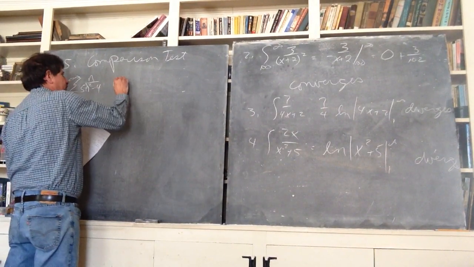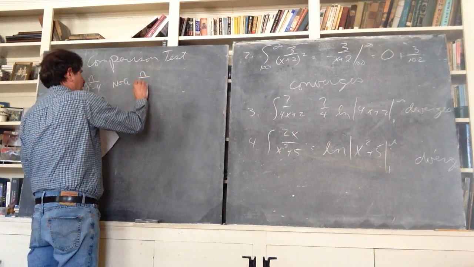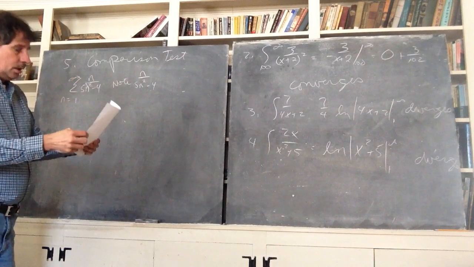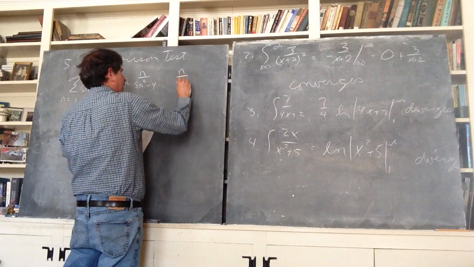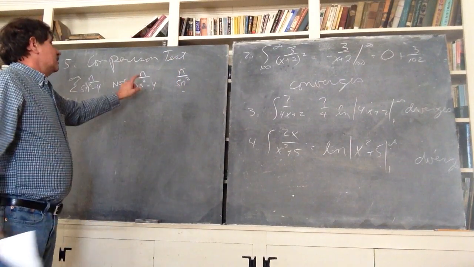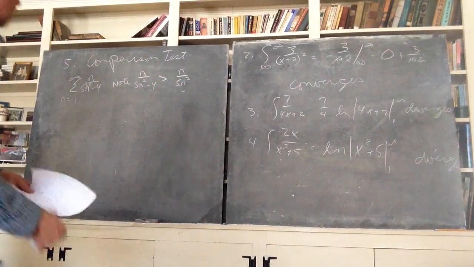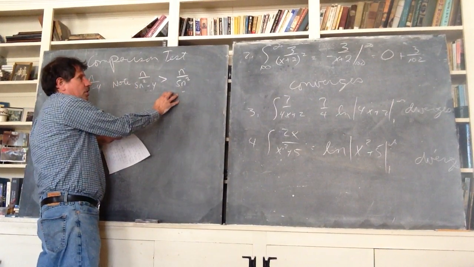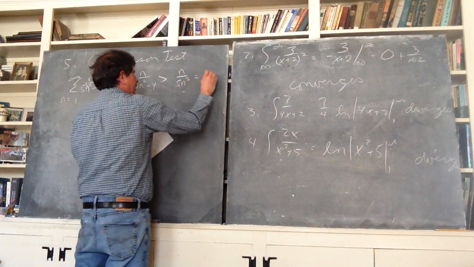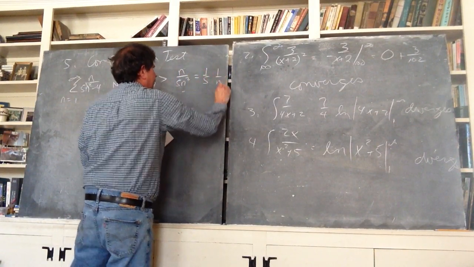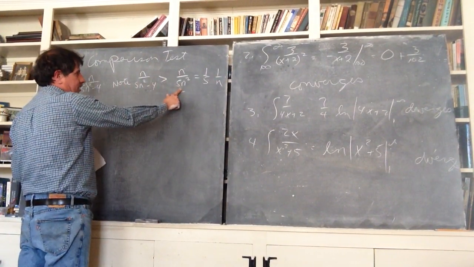And please note, this is what you have to do with comparison tests. N over 5n squared minus 4, because that gets lesser, is greater than n over 5n squared. I even wrote that down. Please note that. And we're going to show that this diverges, so then that one must as well. And so n over 5n squared is equal to 1/5 times the harmonic series. If this one diverges, that one must as well.